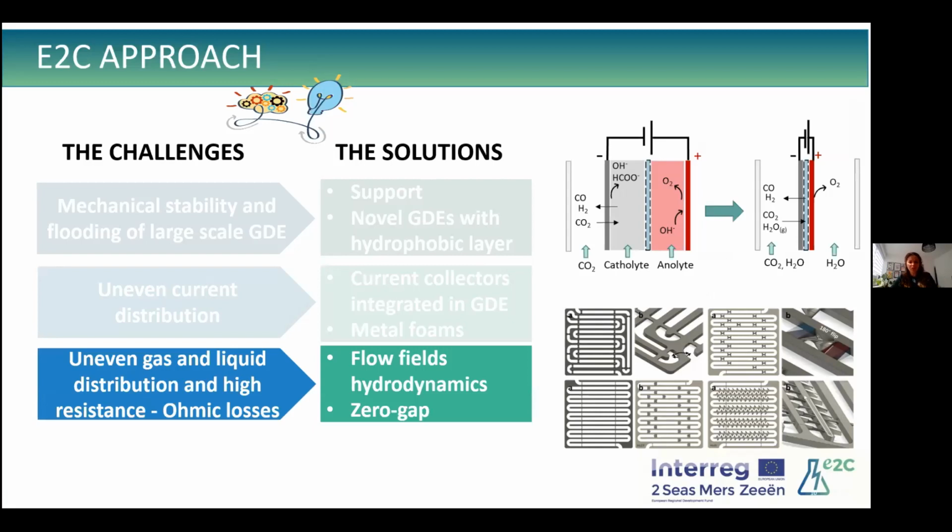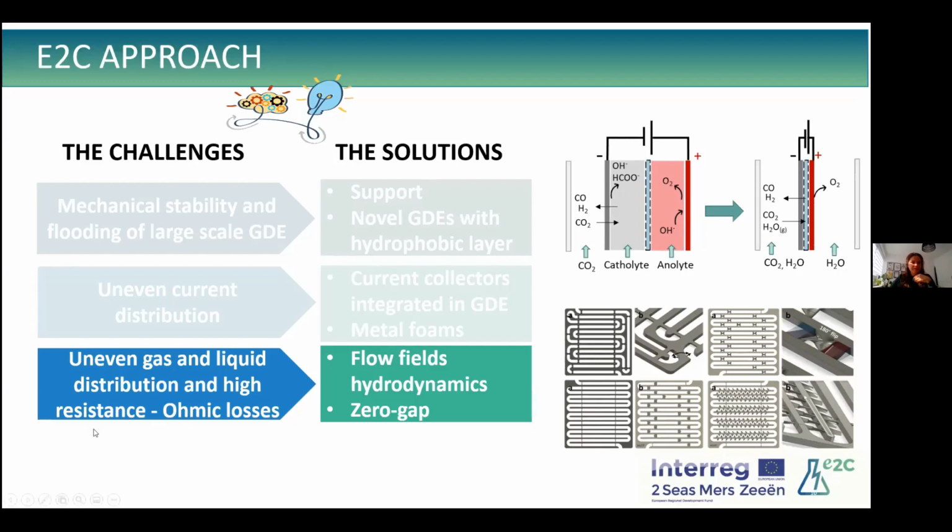So, for instance, at TNO, we have designed and 3D printed different types of flow fields with internal disruptive elements that help create a more homogeneous flow distribution because they can break the bubbles formed. With this type of flow field with disruptive elements, we managed to double the efficiency of the electrochemical reaction. Another strategy would be to go towards zero-gap configurations, to avoid this biphasic flow with the coexistence of gases and liquid.